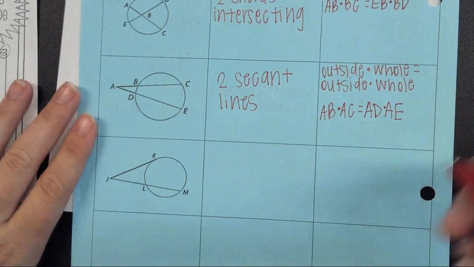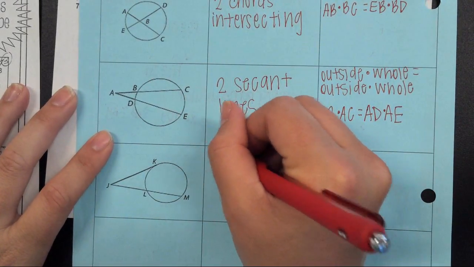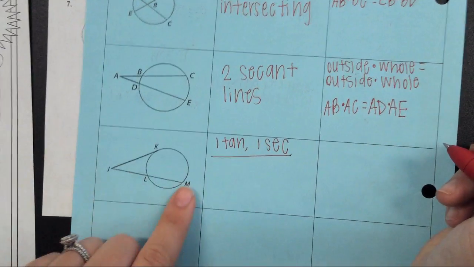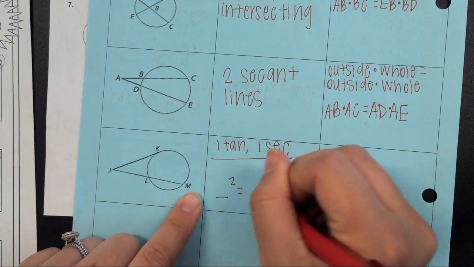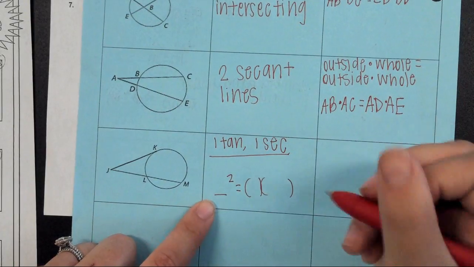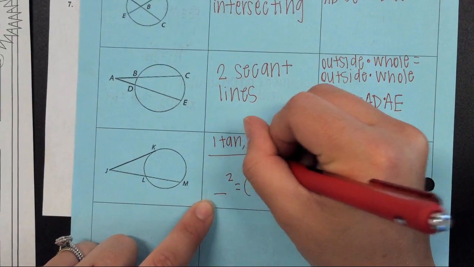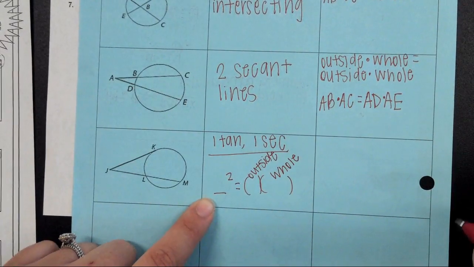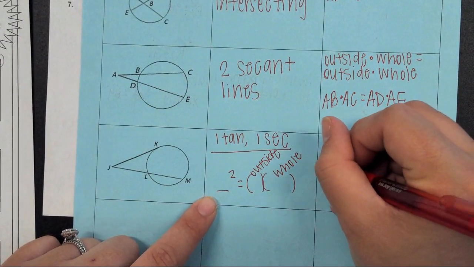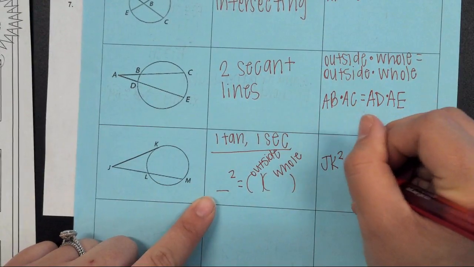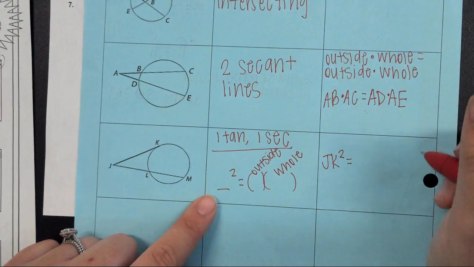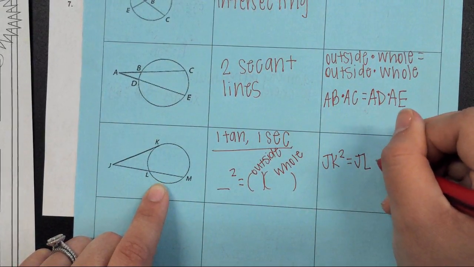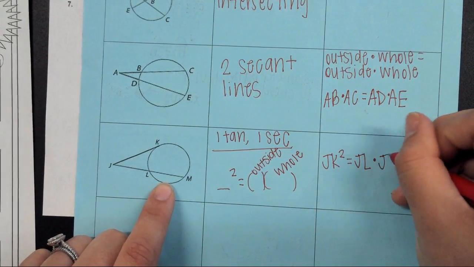Okay, and then our very last one, we have one tangent and one secant. This is the one where you're going to have something squared equals something times something. So let's write outside right here, and I'm going to write whole right here. So in this case, which one would be the one we square? Not JN, JK is the one you square. What's their outside? JL times JN.